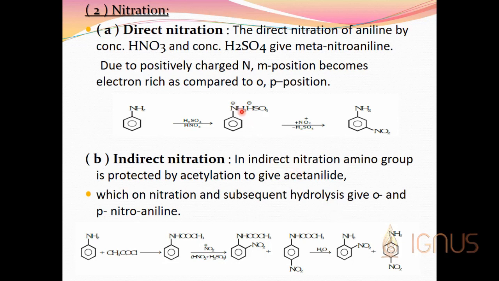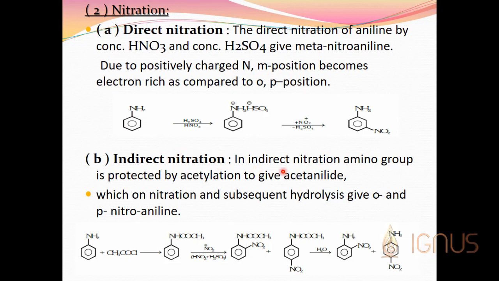Nitration. Direct nitration. The direct nitration of aniline by concentrated HNO3 and concentrated H2SO4 gives meta-nitroaniline. If you are treating aniline with concentrated H2SO4 and HNO3, you will be getting meta-nitroaniline as the product. Remember, it is a meta product. This is very important.